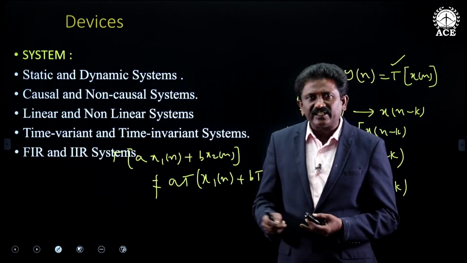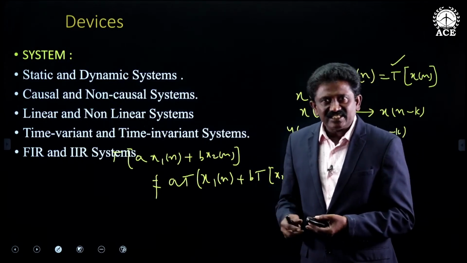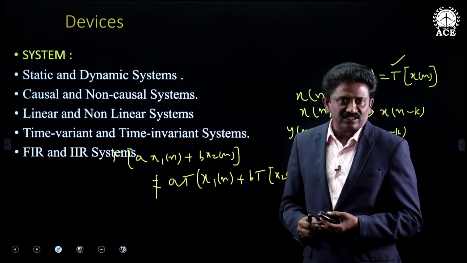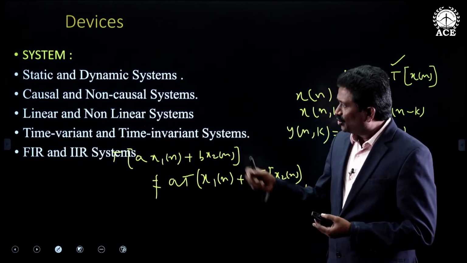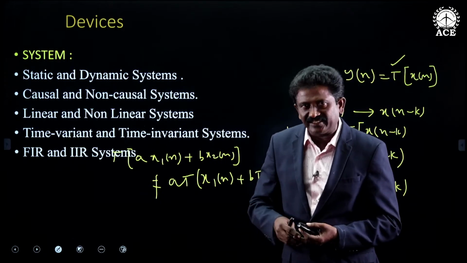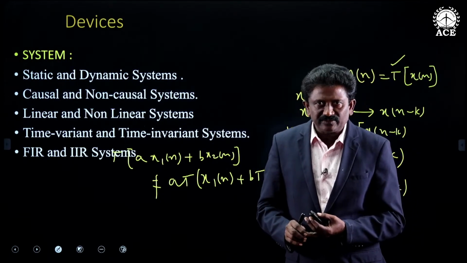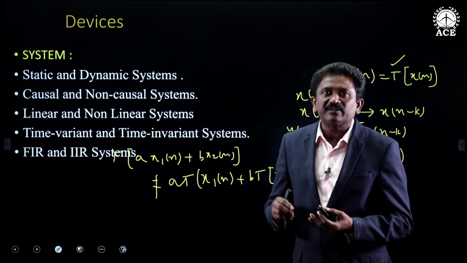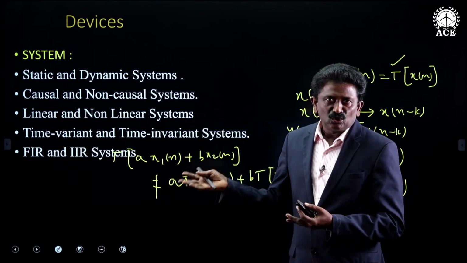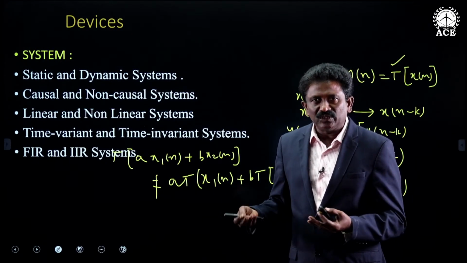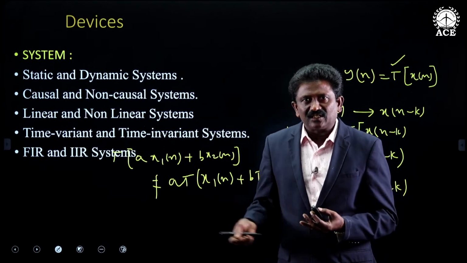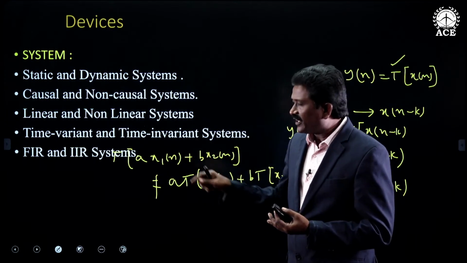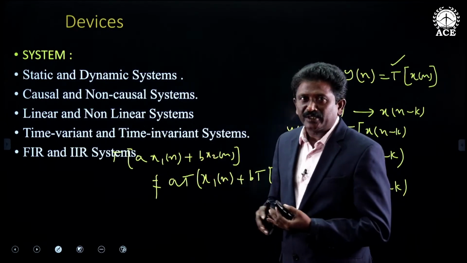Actually your FIR and IIR systems are digital filters, digital systems. FIR stands for finite impulse response. That means using an FIR system, we are able to design a fixed type of system. IIR stands for infinite impulse response. That means using that type of system, we are able to design expandable type of systems. Here FIR is non-expandable and IIR is expandable.